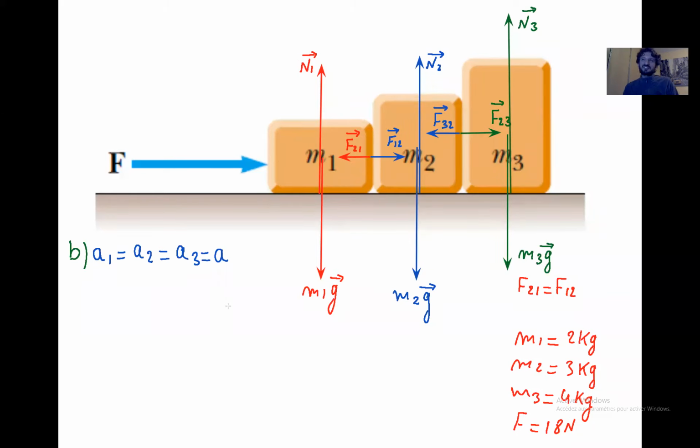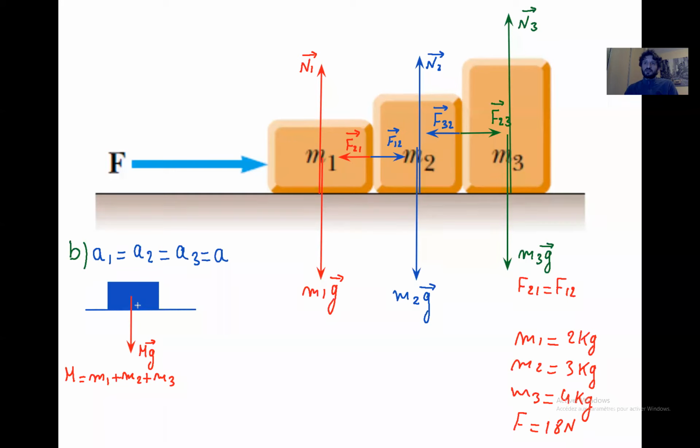Here, it's better to take this as one system, because you can eliminate all the internal forces that exist between the objects. So if we take only one system, we have only one object with a weight of capital MG, where M equals M1 plus M2 plus M3.